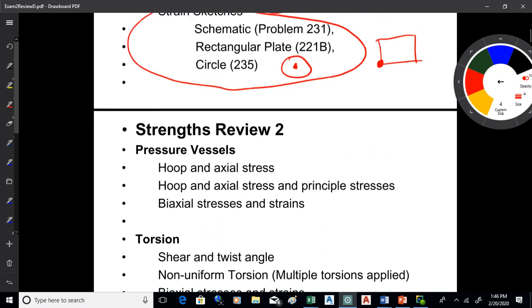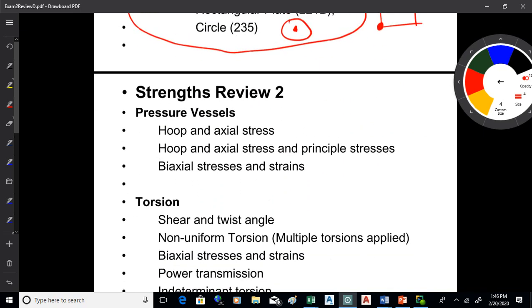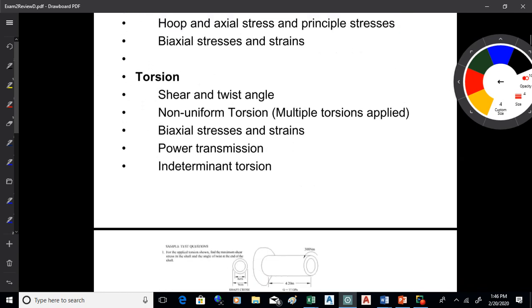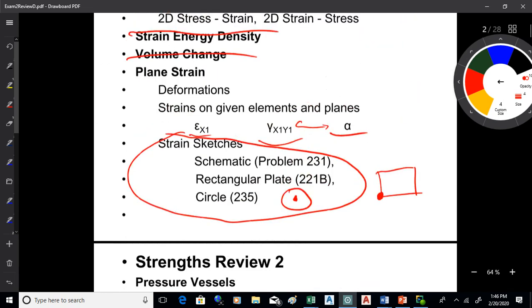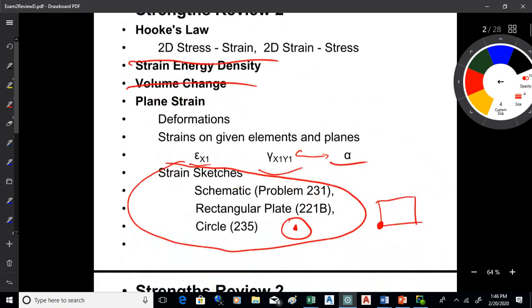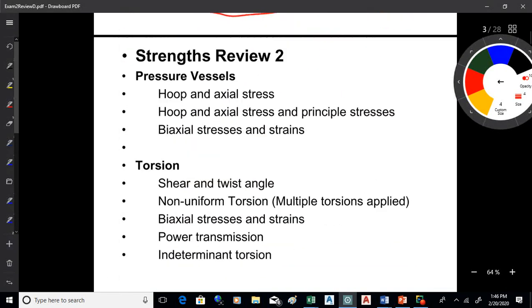All right, we did hoop and axial stress on pressure vessels. We did stresses and strains in a pressure vessel. For shear, we did the shear and twist angle, the multiple torsions applied, the biaxial stress and strain, power transmission, and indeterminate torsion. So that's the topics for this one, okay? So basically we got Hooke's law, biaxial plane strain, pressure vessels and torsion.